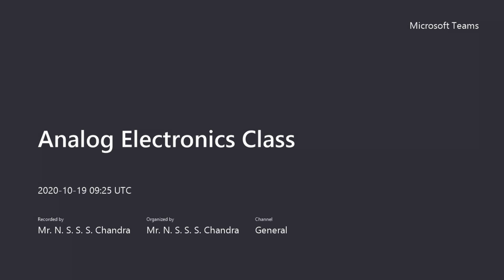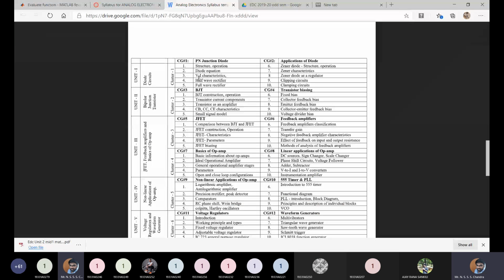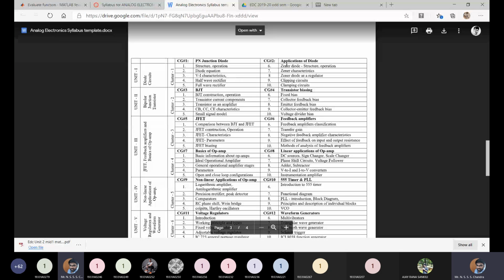So till now we have covered the structure and operation of the pn junction diode. We have covered the diode equation, and then the VI characteristics. After the VI characteristics, we also discussed the properties of a diode, like the resistance of the diode and the capacitance of a diode. We also discussed how a diode will behave in reverse bias, and specifically the breakdown mechanisms.